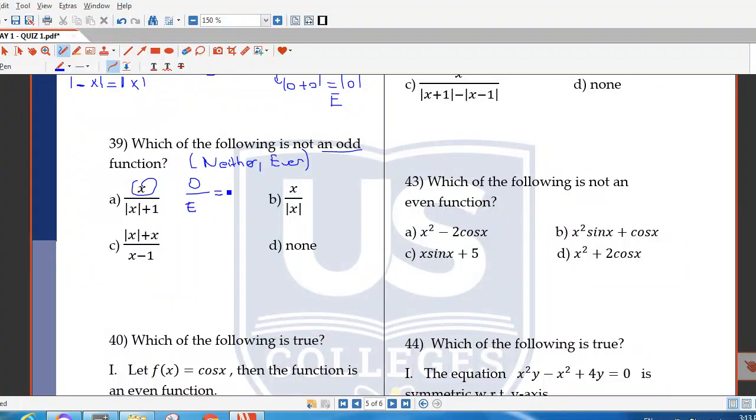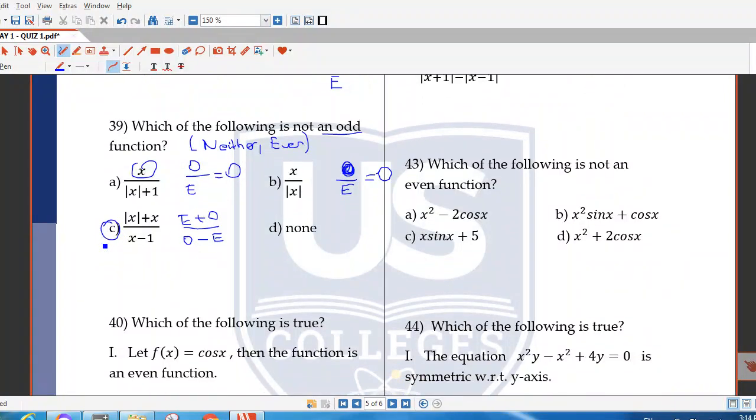Even over odd over even becomes odd, and x is itself an odd function, and the absolute value of an odd function is even. Even times odd over even is also odd. If you pay attention, even plus odd and odd minus even doesn't make any sense. Answer is going to be C.